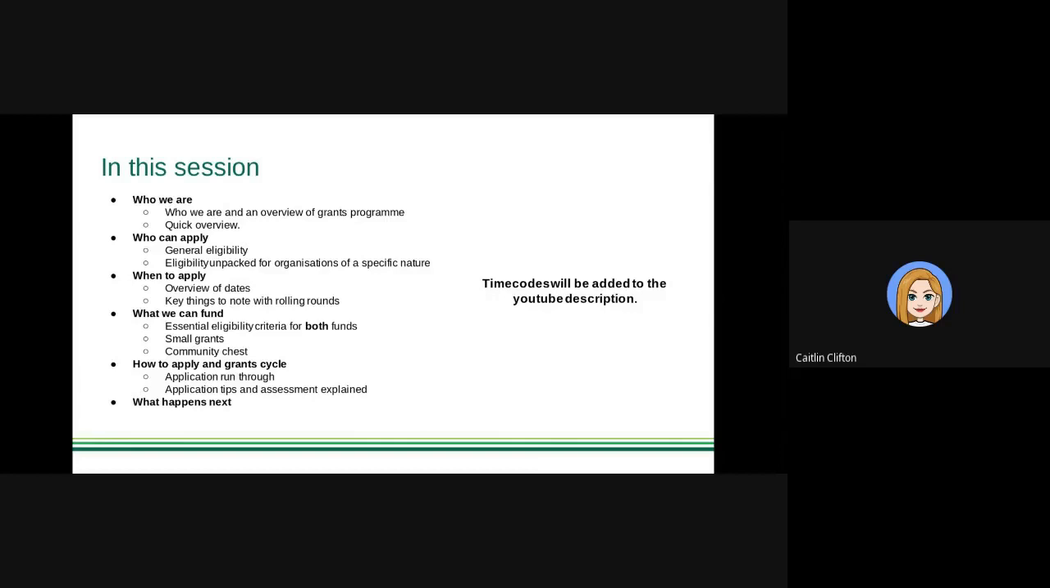Then we're going to quickly jump into a couple of key questions in the application. And I'm going to give you some hints and tips and pointers around what we're looking for from some of your answers and the best way that you can go about crafting your application.